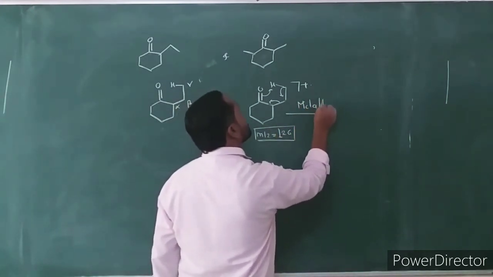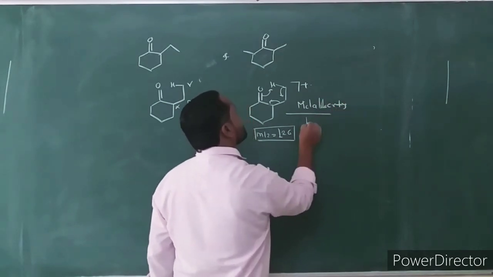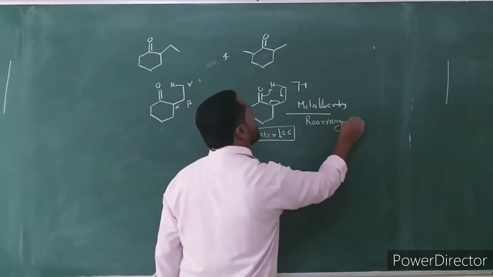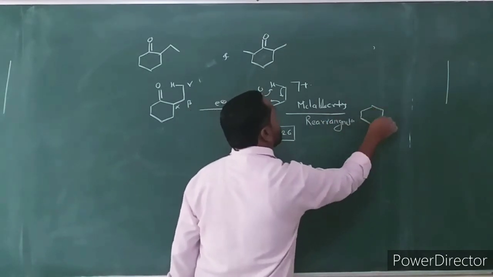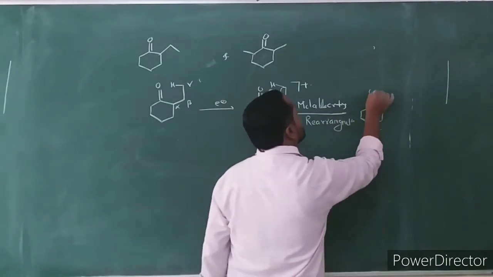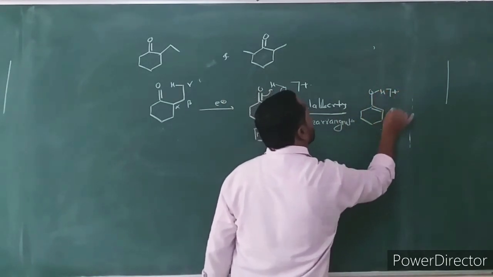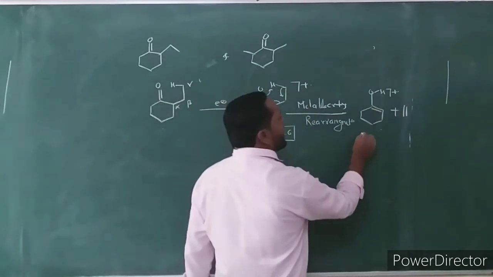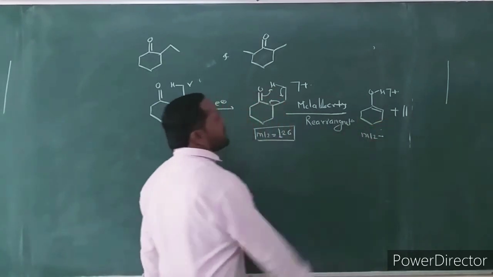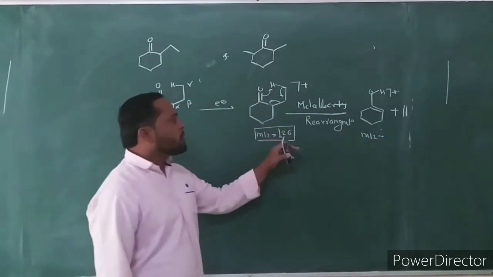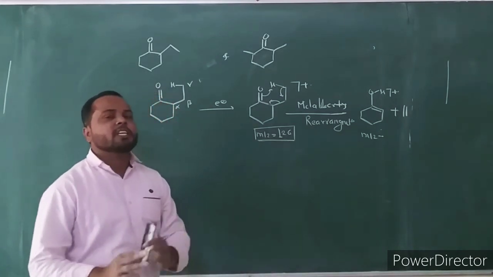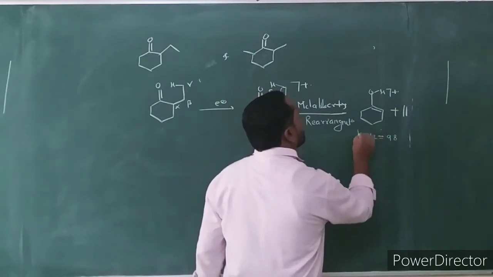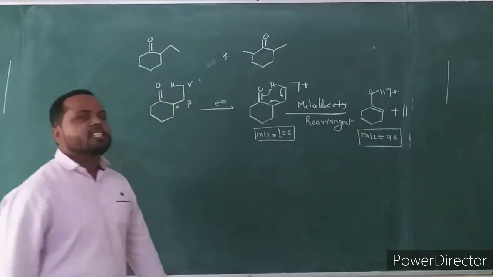It undergoes McLafferty rearrangement, or McLafferty fragmentation, and a fragment ion is formed. This fragment ion is formed with loss of an ethylene molecule. The neutral ethylene is eliminated and its mass is 28. From the molecular ion, only ethylene is eliminated, so the mass is 28 less. Then this fragment ion is formed at mass to charge ratio 98.